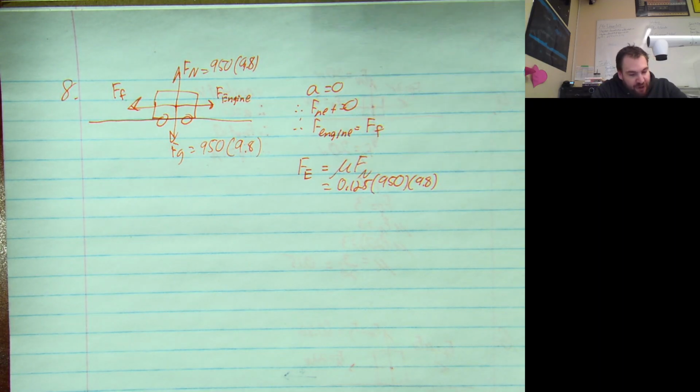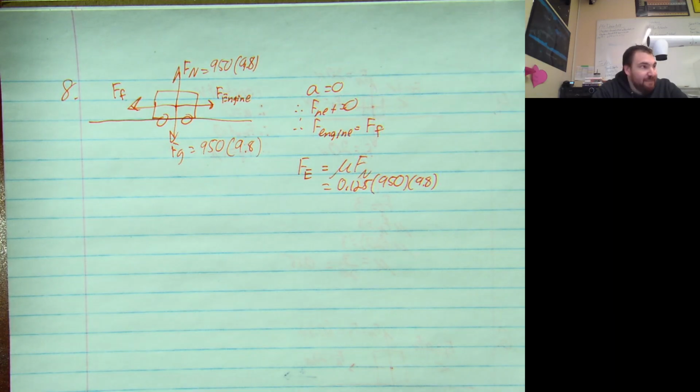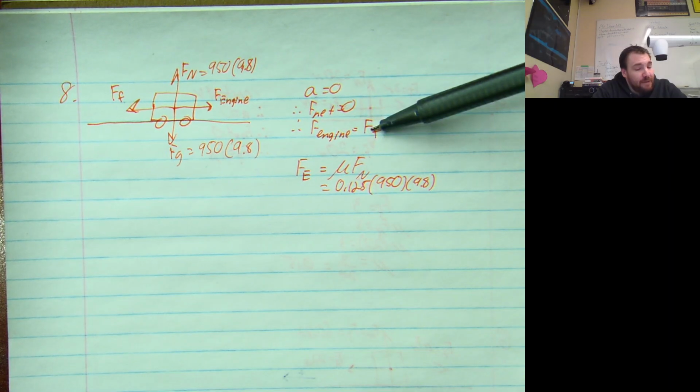This whole chapter is always going to start with F net equals ma. It might simplify it by saying constant velocity, which means there is no a, which means we're just balancing forces. But if there is an acceleration, then it's back to here.